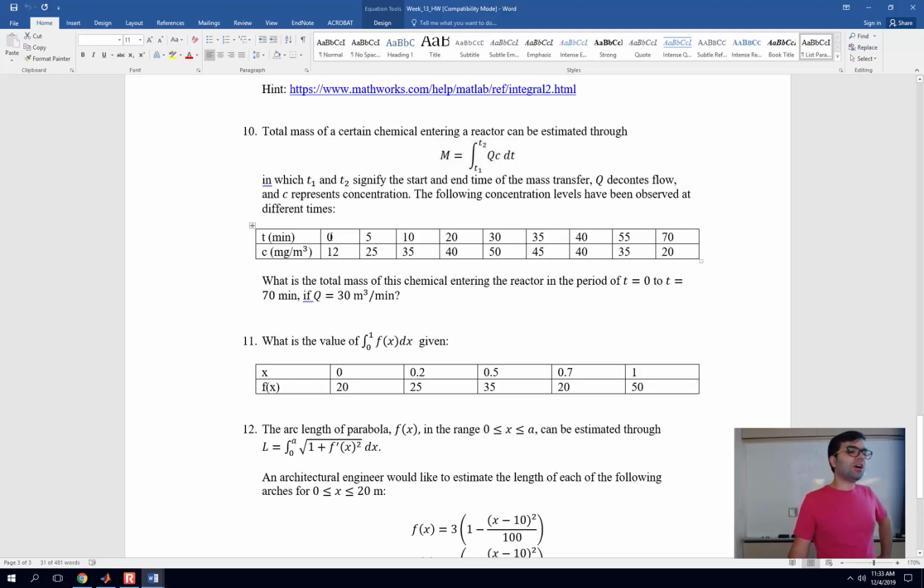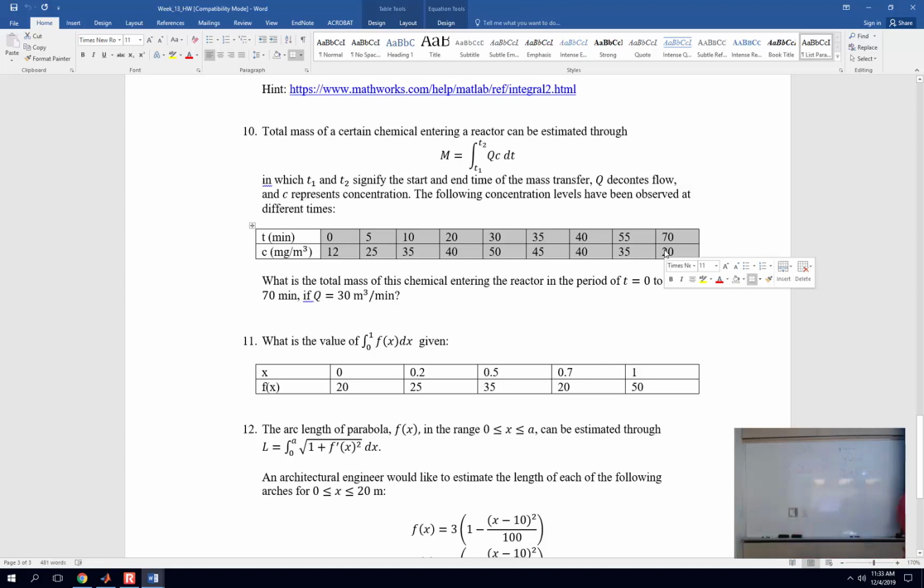And all that I observed are these values. So what does the integral of c dt mean? What's the meaning of the integral of c dt?